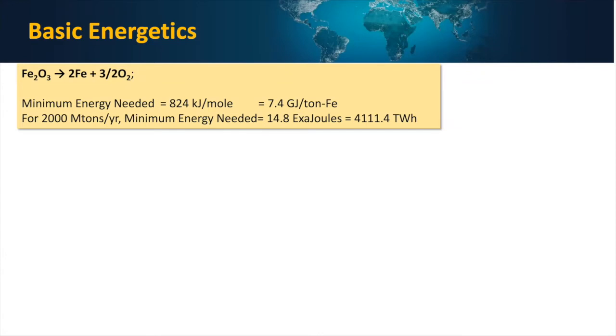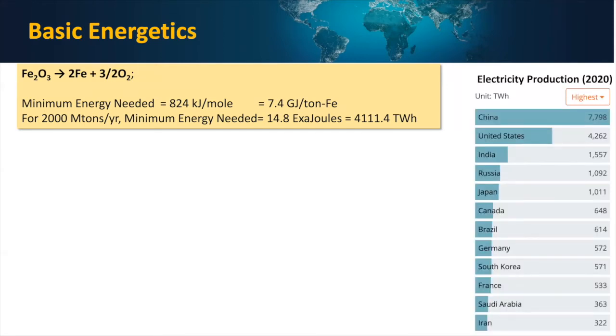So for 2 gigatons per year, the minimum energy needed is about 4,000 terawatt hours. Most likely, in reality, it will be about 4 times that. It's about 16,000 terawatt hours of energy that is needed. What does that mean comparatively? This is the amount of electricity that is produced in terawatt hours. This was 2020 in China. It's about 8,000. United States, about 4,000 terawatt hours or so.